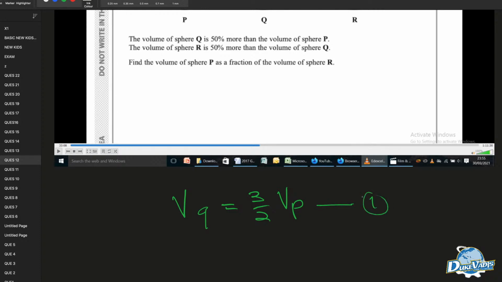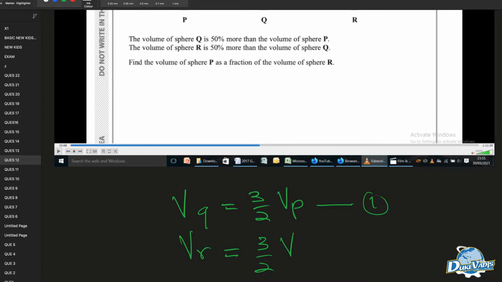And the volume of R, VR, is the same: 3/2. That's 50% of that, 0.5. That's 1.5 more than the volume of Q. More than the volume of what? Q. Okay, more than the volume of Q.